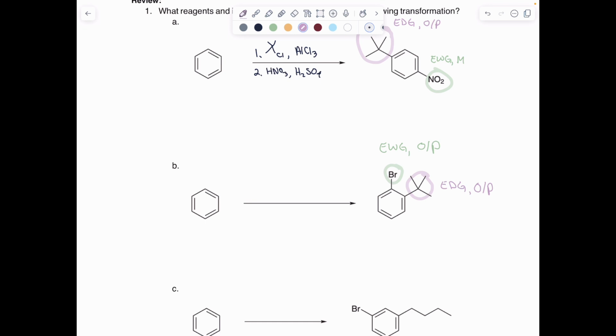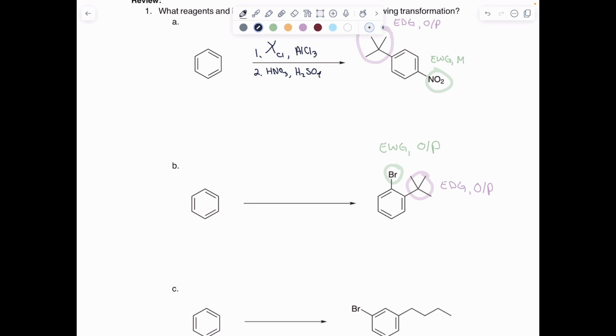If you have the option to do a donating group first, you should do that because it will improve your overall yield of your final product, because electron withdrawing groups tend to have lower yields. They're not as effective at pushing that reaction forward. So if you can do something to make the reaction go more to the direction that you want it to, you should do that substituent first. So in this case, we'll do the tert-butyl group as step 1, and then the bromine as step 2.